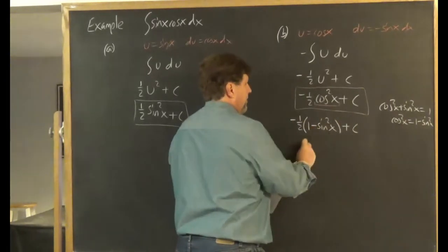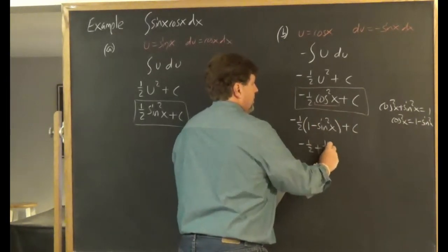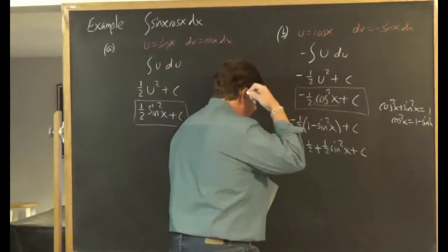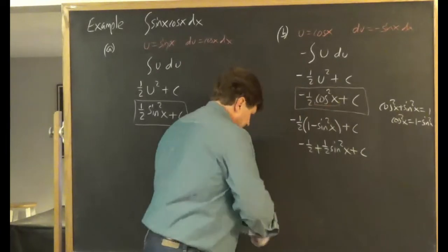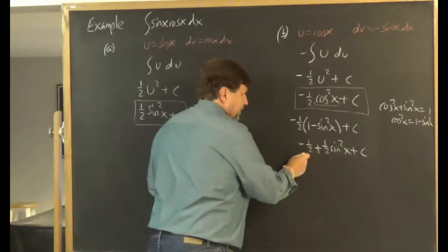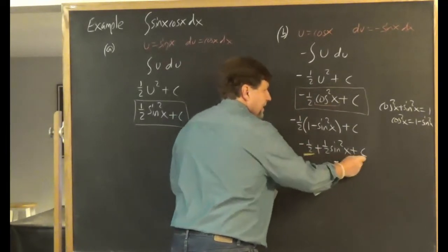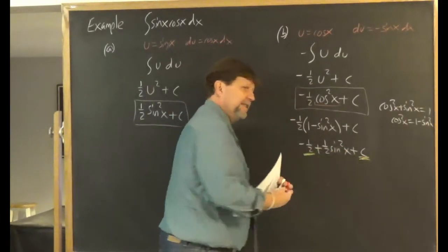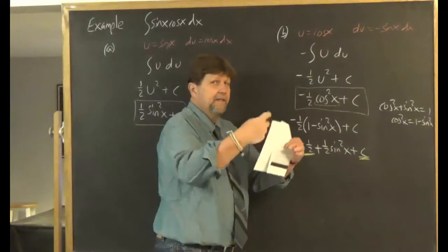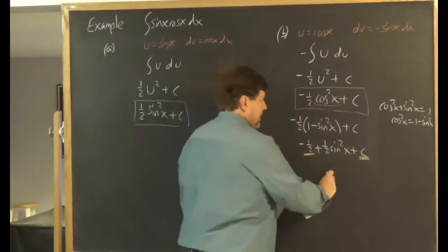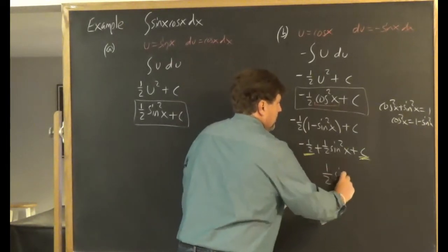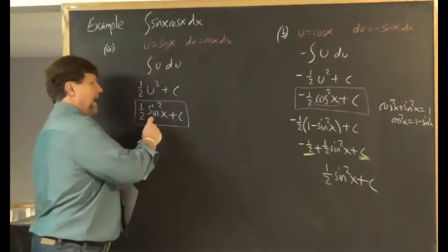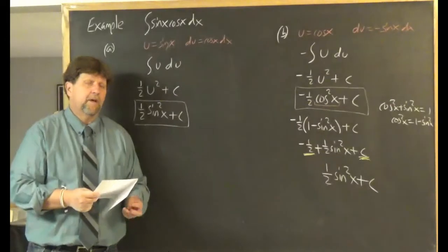So if I substitute in for the cosine squared x a 1 minus sine squared, distribute the 1/2, and then realize this is a constant and that's a constant. So negative 1/2 plus c. A constant plus a constant is just a constant. You can get that answer to match what would be in the back of the book.